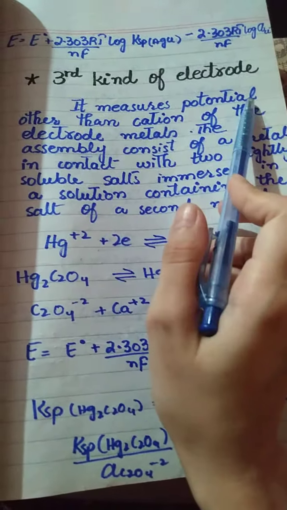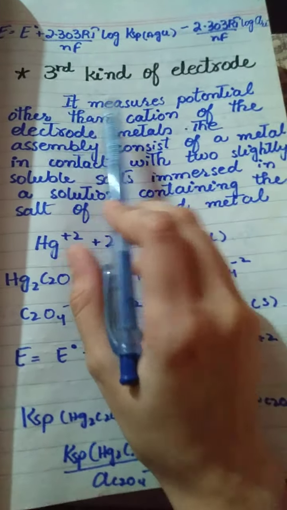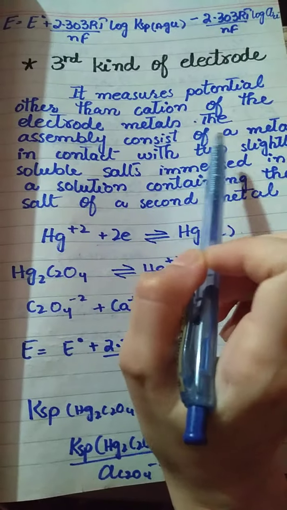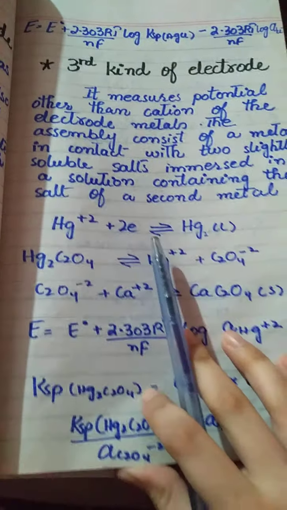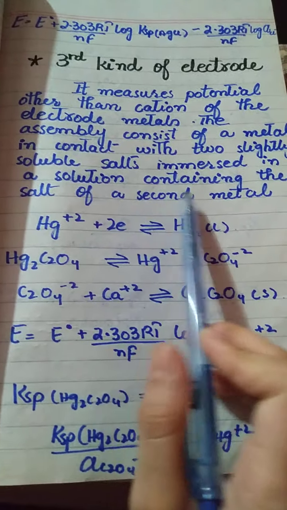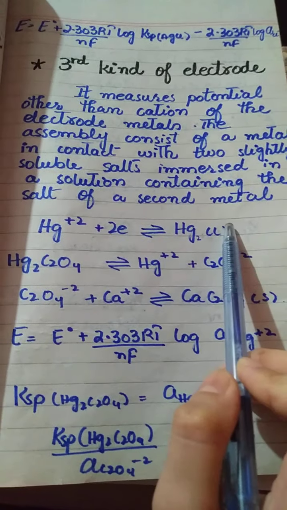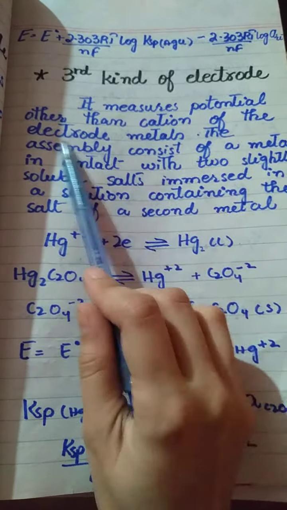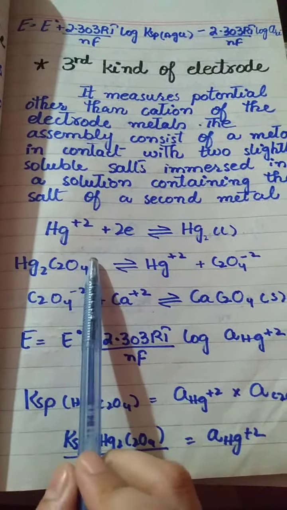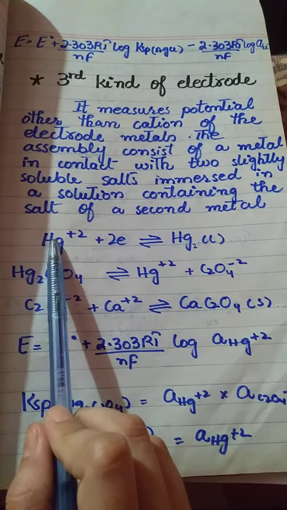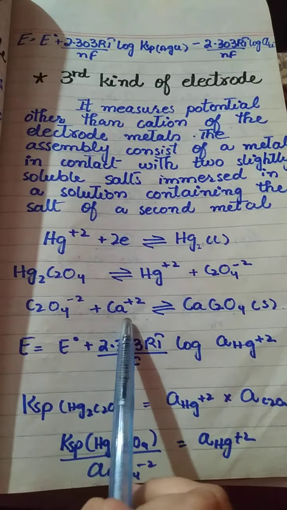Now what is the third kind of electrode? The third kind of electrode measures potential other than the cation of the electrode metal. The assembly consists of a metal in contact with two slightly soluble salts immersed in a solution containing the salt of a second metal. For example, if we have a mercury electrode, it would find out the concentration of this cation.